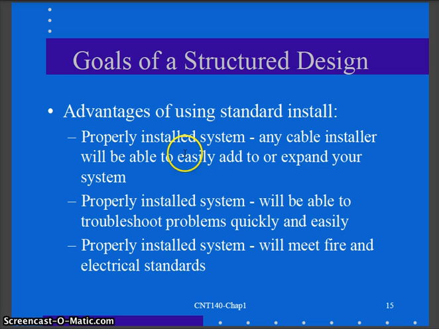Other advantages I'm going to get is if I install a cabling system and then some other group comes in 5 years later to add to it. If I did it to standard, they should be able to recognize what's done and add onto it and make it work. If it's properly installed, I'll be able to troubleshoot these problems quickly and easily. Yes. A properly installed system will meet fire and electrical standards for building codes and that sort of thing. Okay, so the idea of following these standards has a lot of benefits, ones I don't often think about, but a lot of benefits that I get in my network.